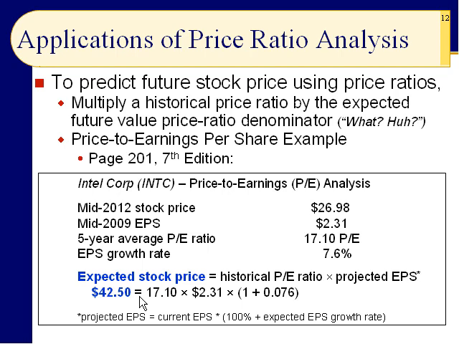So what we're saying, dear students, is if this comes to pass, if 7.6% is indeed the growth rate for the earnings for Intel, and we continue to have a PE of 17.10, then we should see the price rise to $42.50. It's that simple. Even though it sounds really complicated, it's not.